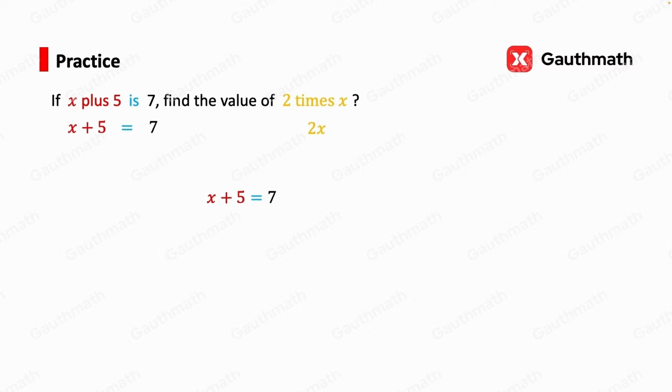x plus 5 equals 7. What number increased by 5 is 7? And then x equals 2. And then we double it, so 2x equals 4.